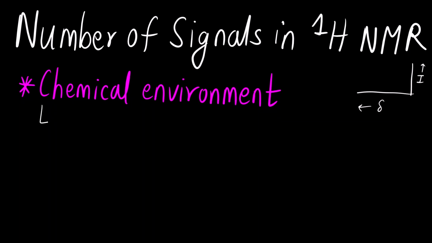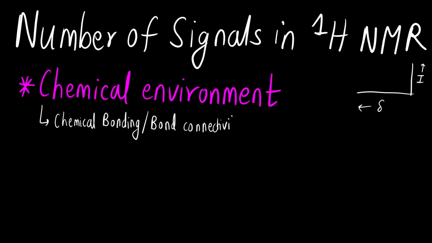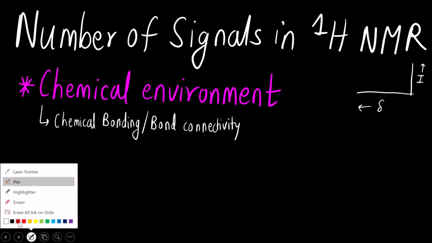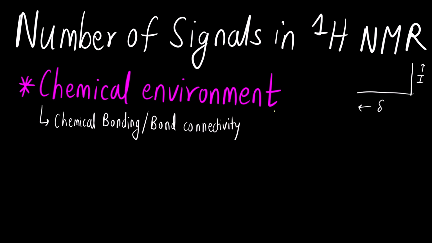Now, what is the meaning of chemical environment? Chemical environment means the chemical bonding in the molecule, or we can say the bond connectivity. If the bond connectivity or the chemical bonding is the same, then that group of protons is said to be chemically equivalent. Chemically equivalent means equivalent or the same.